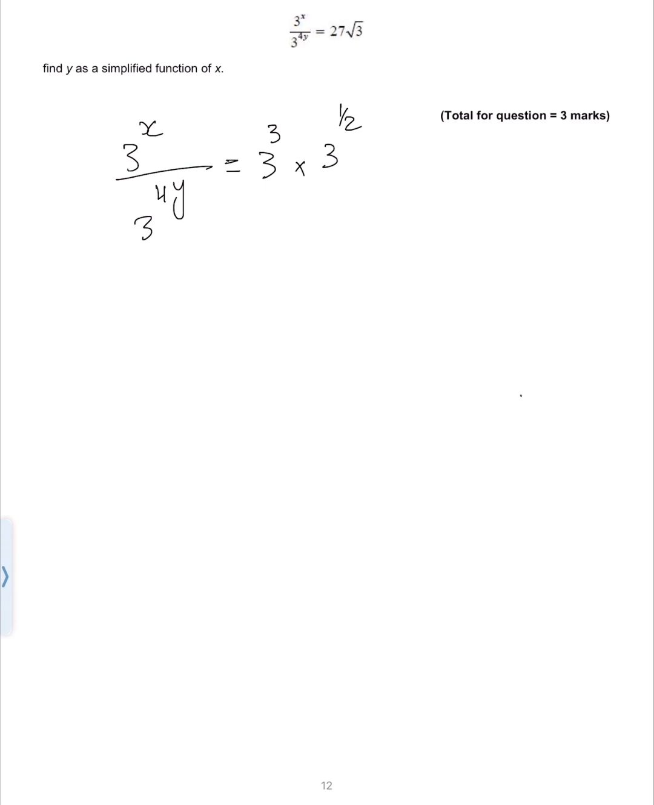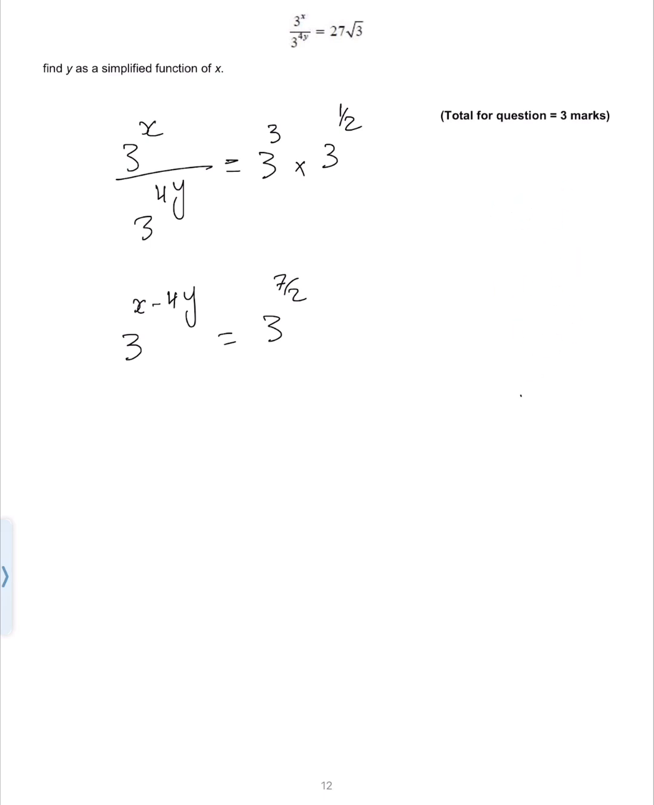And then on the left side we have division of two powers with the same base, so we subtract the powers. And on the right side we have multiplication, so we add the powers. 3 plus half is 3 and a half, so we could write it here as a mixed number or as a decimal, 3.5, or 3 and a half, or 7 over 2 as a fraction. I prefer to leave it as an improper fraction.